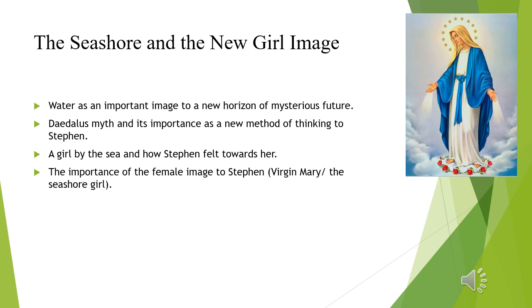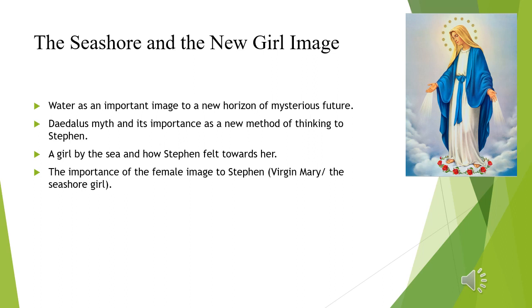One of the primary sources on which Joyce draws in A Portrait of the Artist as a Young Man is Greek myth, which is the Greek mythology referred to in the novel. For example, the character Daedalus.